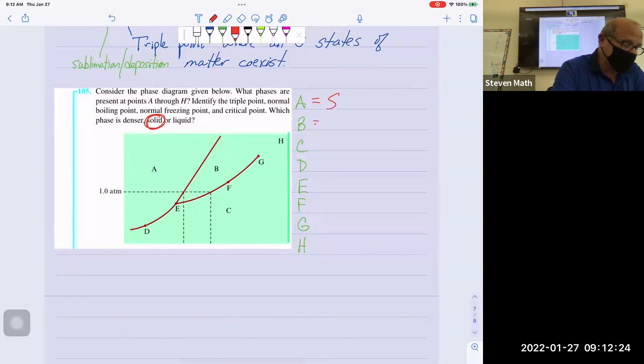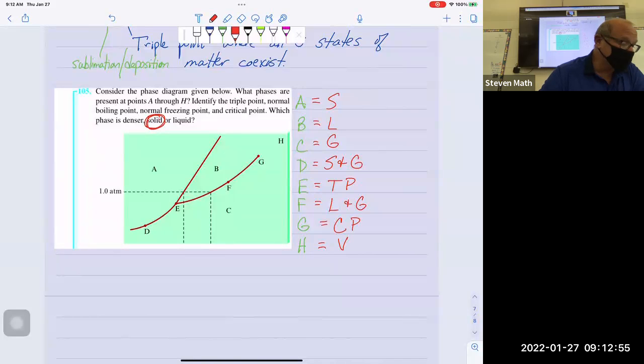A is a solid, B is a liquid, C is a gas. D is the line between solid and gas, so both of them exist. E is the triple point. F is the line between liquid and gas. G is the critical point, and H is going to be a vapor. E, triple point, TP.